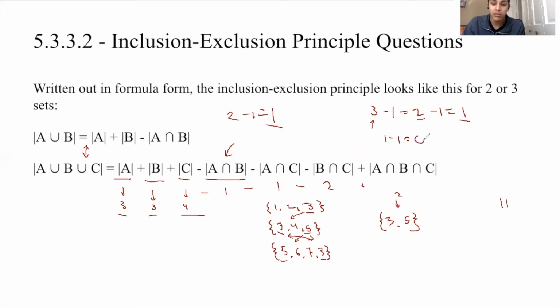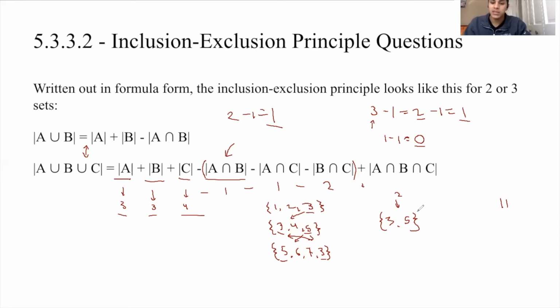And now we've accounted for it 0 times. So that might have been a long explanation, but essentially what it means is that when you have a number that's in all 3 sets, when you do this second part of the equation here, when you subtract the amount of numbers in the intersection of each set, you end up accounting for it 0 times.